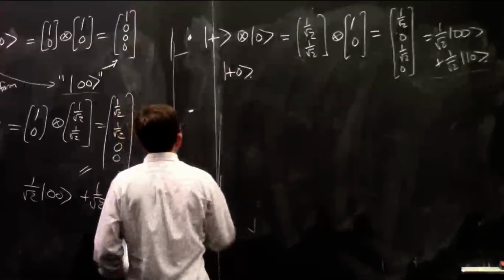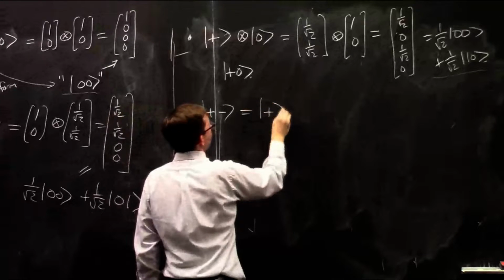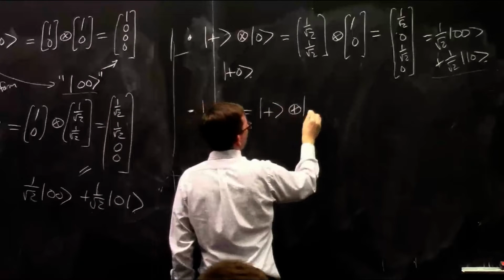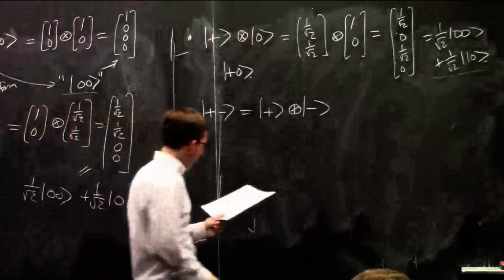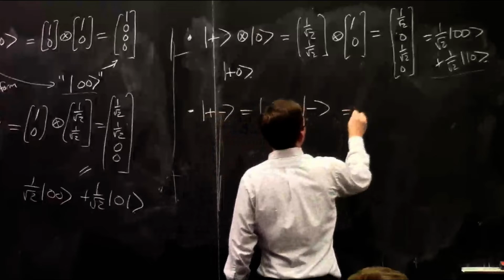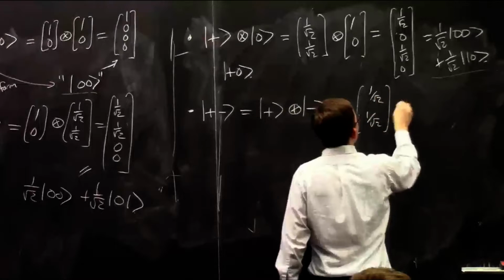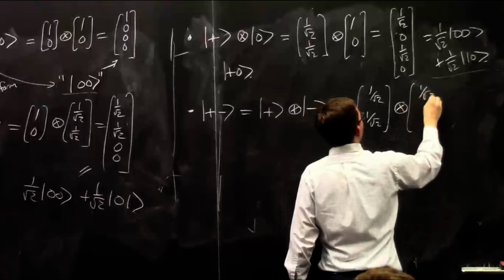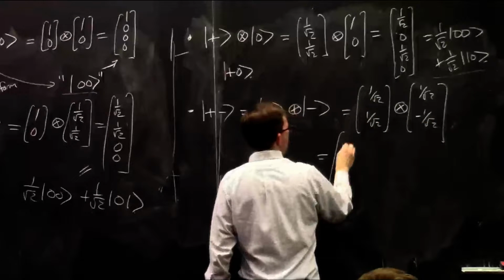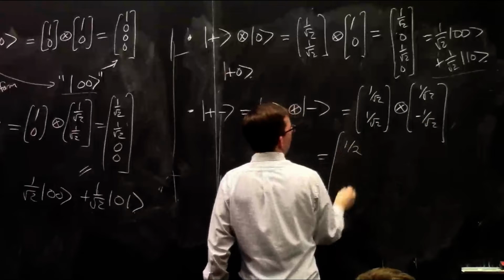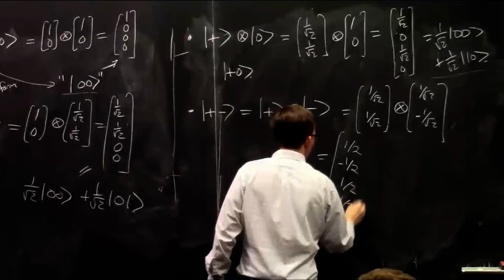Let's do one more example. So we'll do plus minus, if you will. Which is plus Kronecker product minus. Minus is the guy that looks like this but has a minus sign. So that's 1 over root 2, 1 over root 2, tensor product 1 over root 2, minus 1 over root 2. Which if you apply the rules is 1 over 2, minus 1 over 2, 1 over 2, minus 1 over 2.